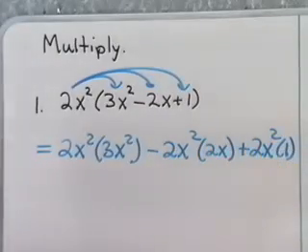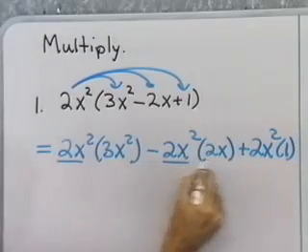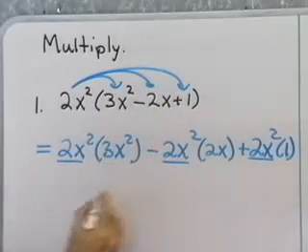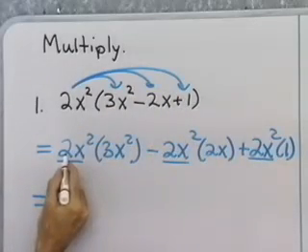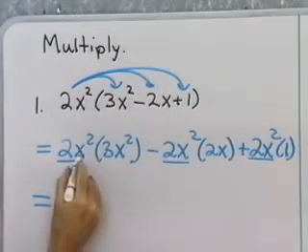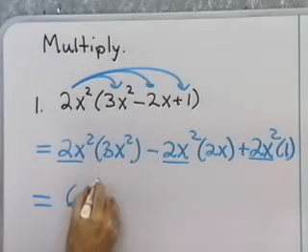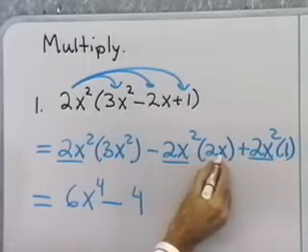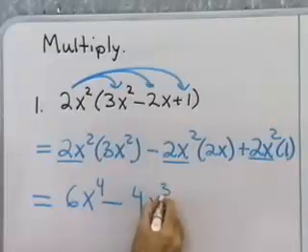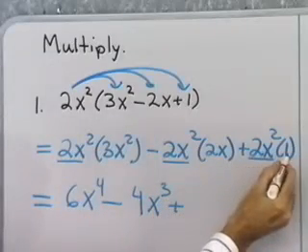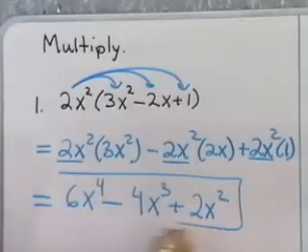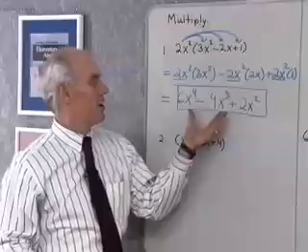Now you don't have to show this step, but I wanted you to see there's my 2x squared times each of the three terms in this trinomial right here. Now when I multiply here, 2 times 3 is 6, x squared times x squared is x to the fourth, minus 2 times 2 is 4, x squared times x to the first is x cubed, plus 2x squared times 1, just 2x squared.